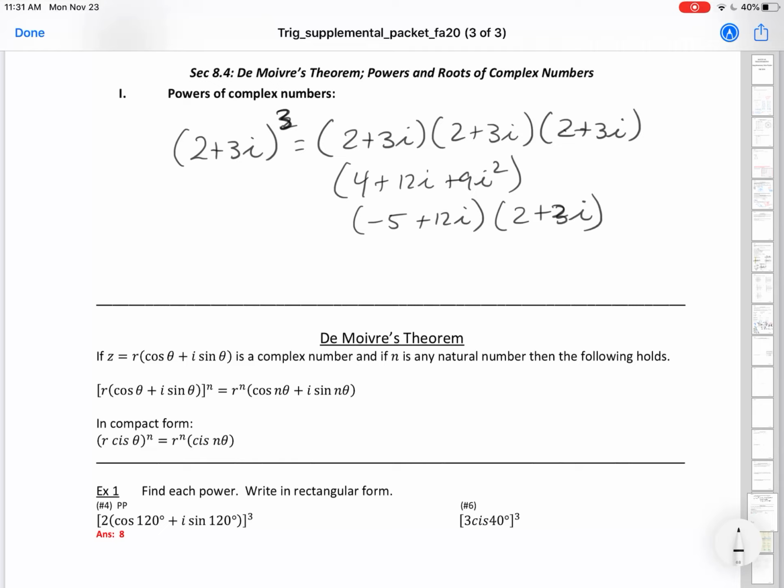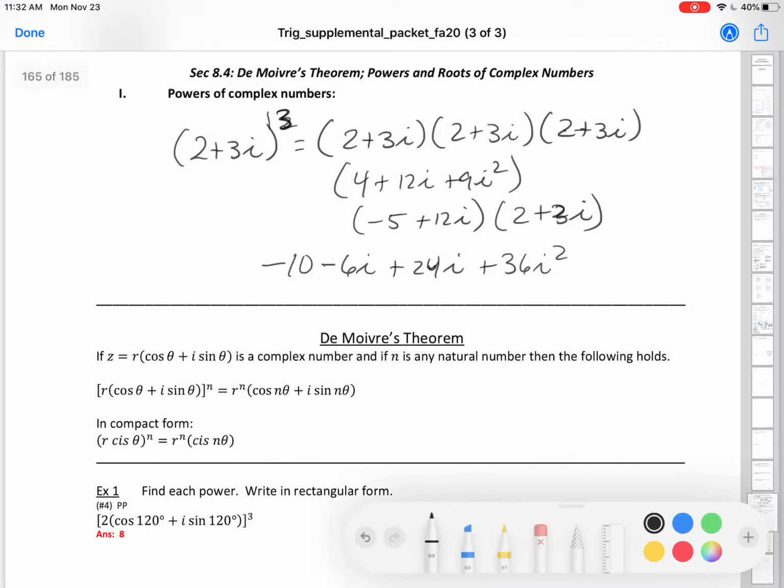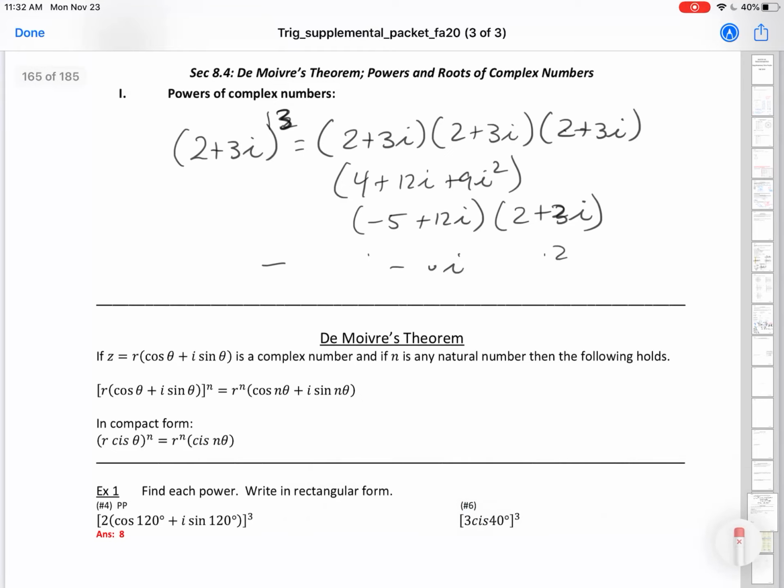Now we do the distribution, and we get negative 10 minus 6i plus 24i plus 36i squared. And then we just combine like terms. So imagine how difficult it would be if the 13th power was there, right? There's just no way around doing it one at a time. And so that's where de Moivre comes in.